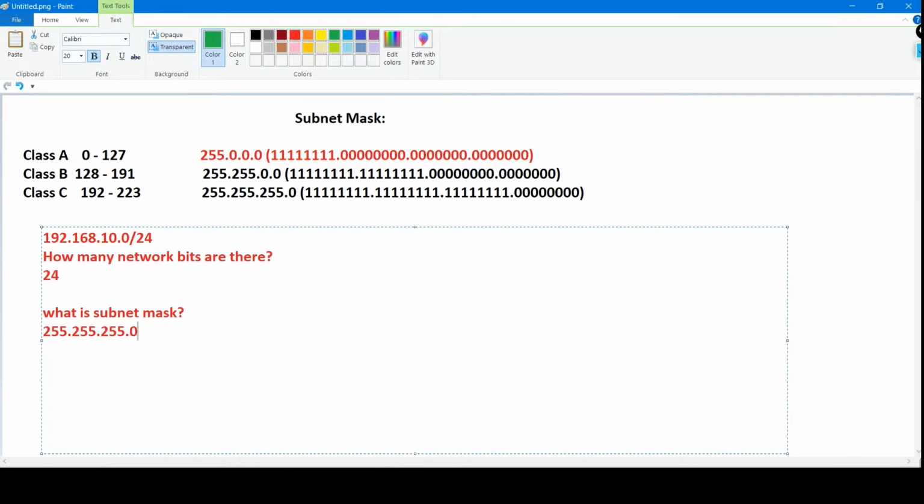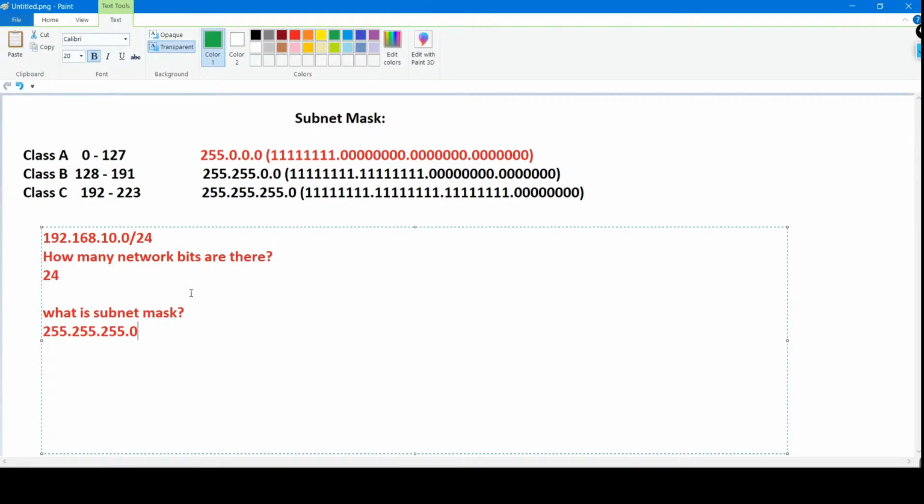So is it a network ID or a valid IP address? It's a valid IP address. Now guys, a very important thing. This subnet mask is telling us that in this IP address there are 24 network bits and 8 host bits.